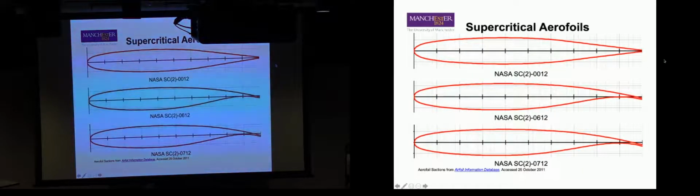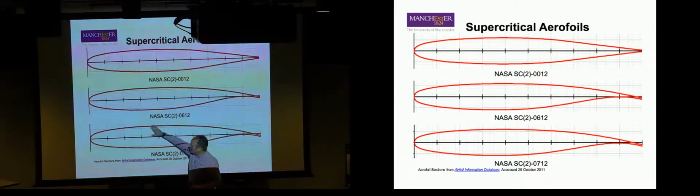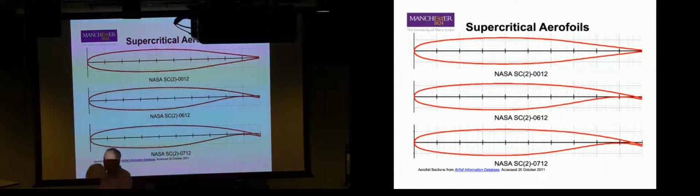So these are supercritical airfoils. And the way you notice them is if we look at the very back of the airfoil, we tend to have a lot of curvature, but we have a relatively flat upper and lower surface.